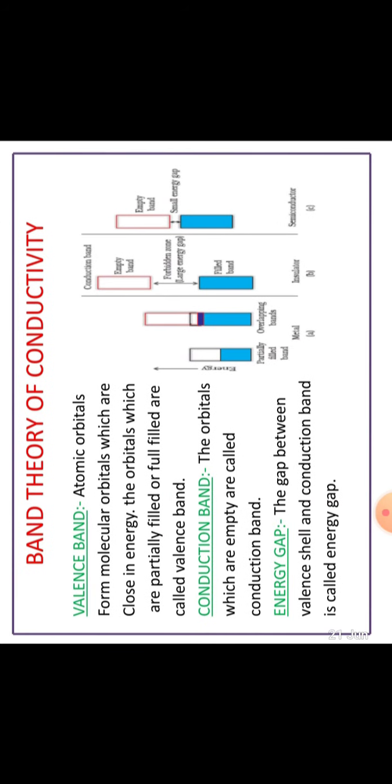Before starting, let's see the band theory of conductivity. This theory was given to explain why semiconductors are called semiconductors, and why their conductivity range is between conductors and insulators. To explain the band theory of conductivity, we'll know some terms which are known as valence band, conduction band, and energy gap.